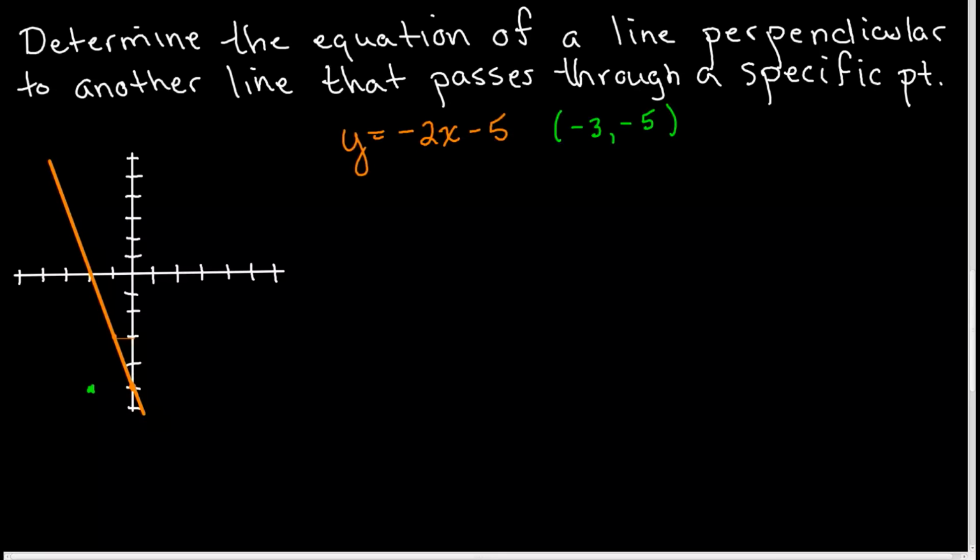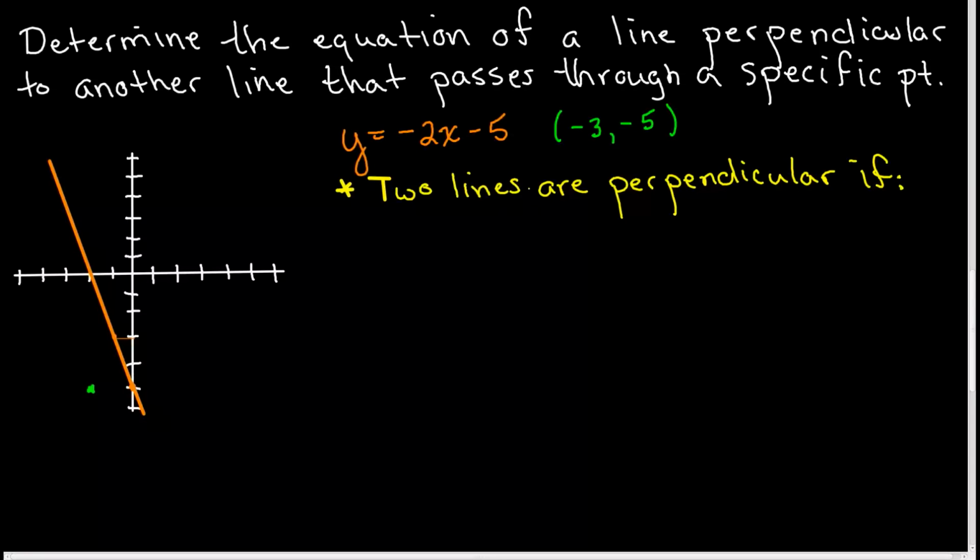There's a tool that we've learned that's going to help us out, and it's going to tell us when two lines are perpendicular. Let's make a note of that. Two lines are perpendicular if the product of their slopes is negative 1. So the slope from your first line times the slope of your second line is equal to negative 1. Well, that's a good way to check, and also a good way to build this.